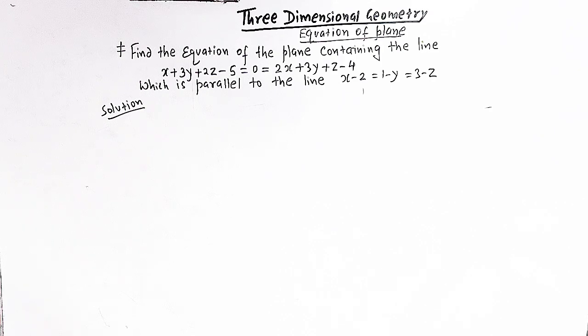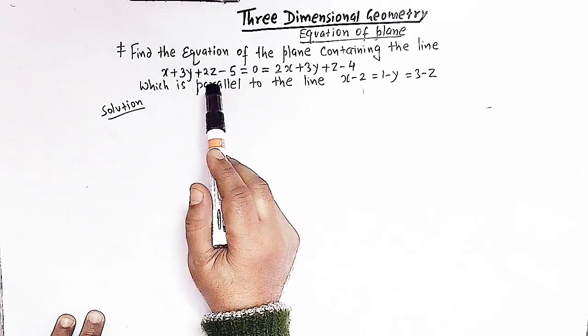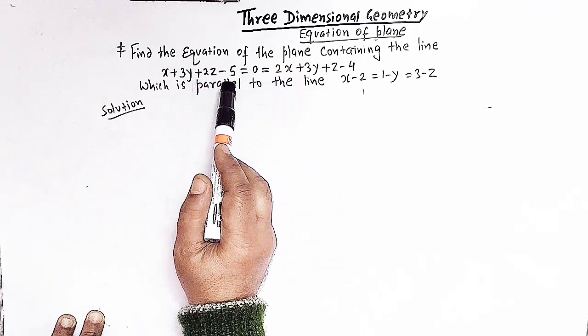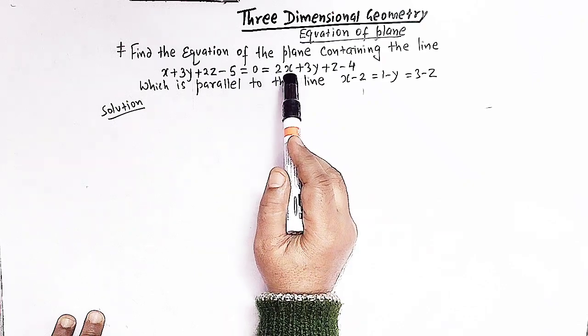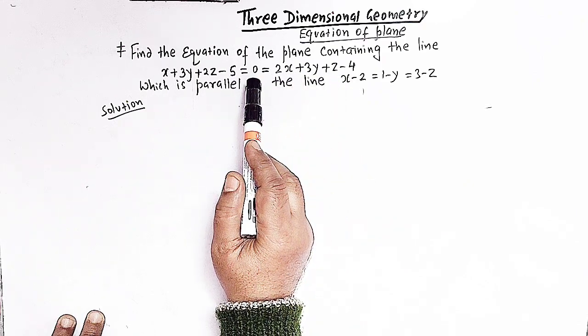Hello viewers, in today's session we are going to discuss another important and conceptual problem from three-dimensional geometry, and here we are going to discuss this problem where we have to find the equation of a plane which contains this line, that is x plus 3y plus 2z minus 5 is equal to 0, and 2x plus 3y plus z minus 4 is equal to 0.